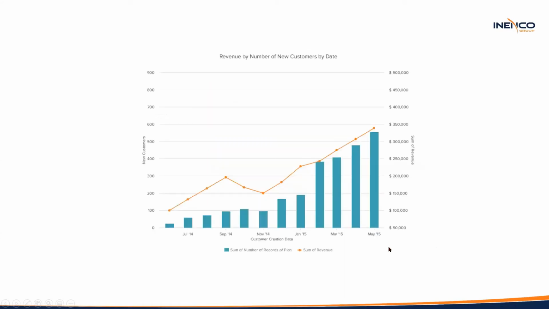This is a combination between a bar chart and a trend line. We're going to talk about trend lines later. So basically, this is the sum of numbers and this is the revenue. So you can compare the two different data points together.